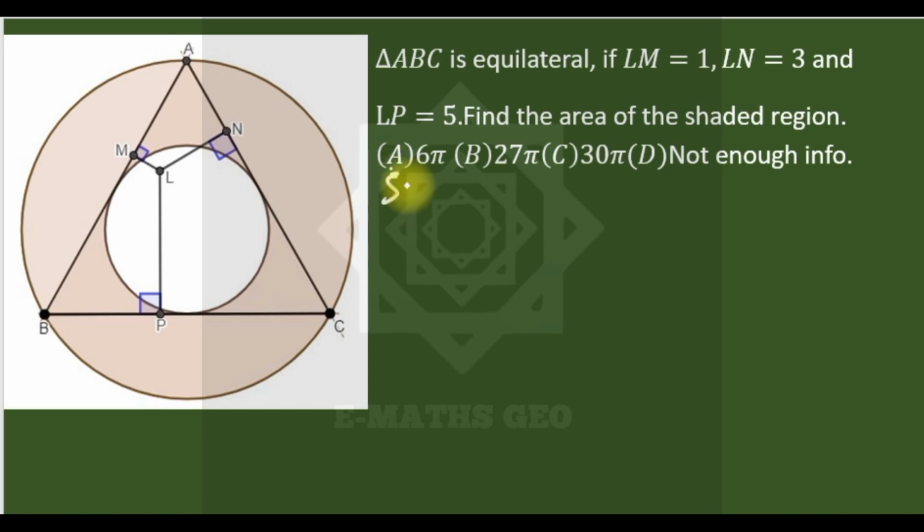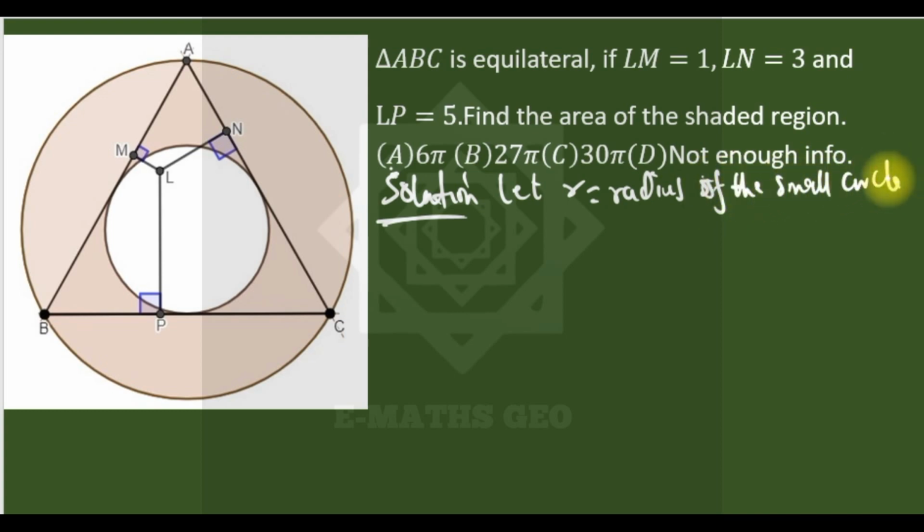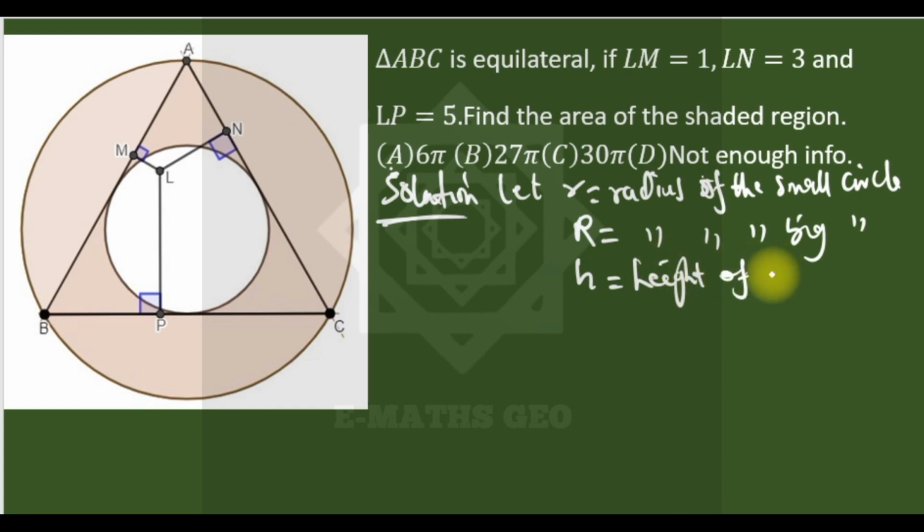So let small r be the radius of the small circle. Big R be the radius of the big circle. Let H be the height of the equilateral triangle. So there are some relationships we're going to establish here.